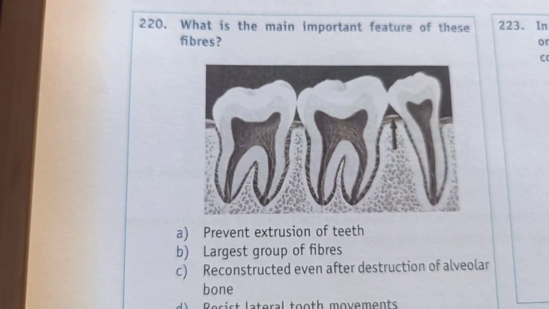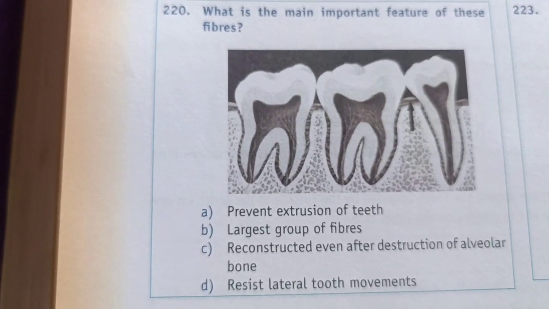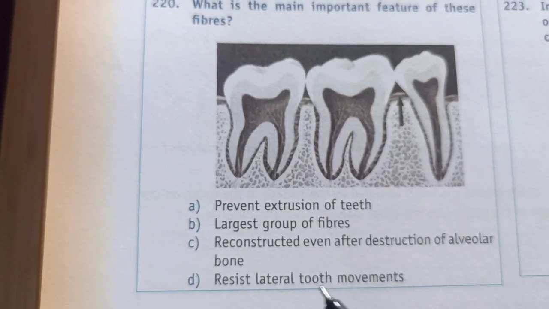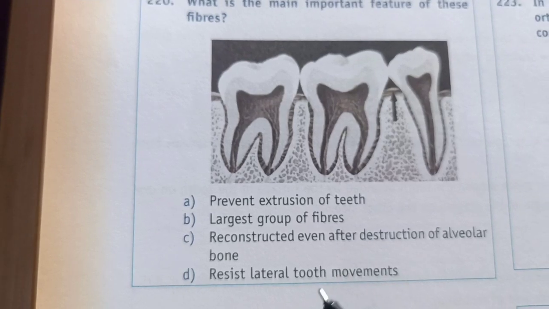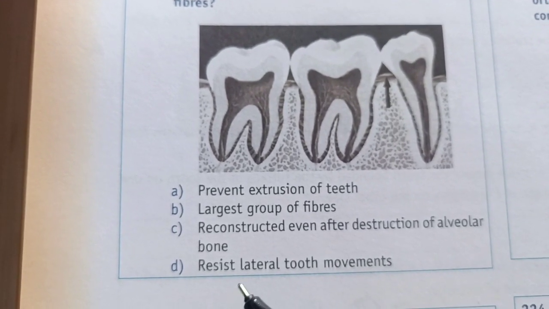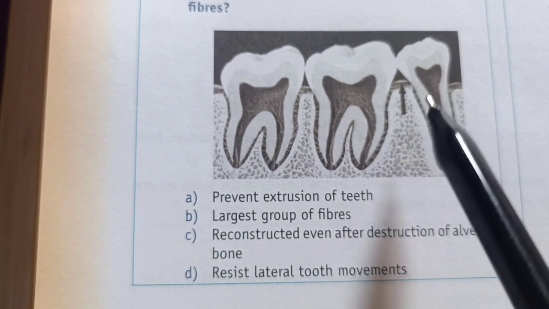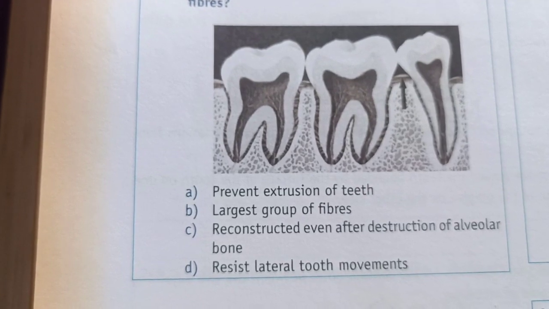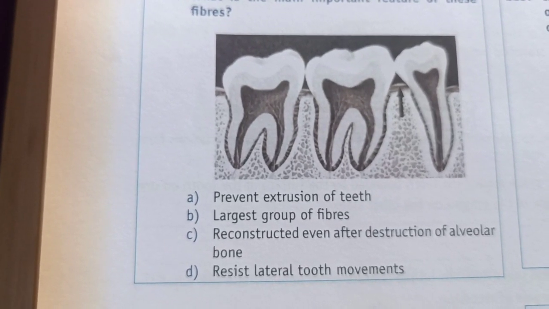Now the next question is, what is the main important feature of these fibers? The options are A, prevent extrusion of tooth; B, largest group of fibers; C, reconstructed even after destruction of alveolar bone; and D, resist lateral tooth movement. So you can see in the image, what are these fibers? These fibers we call transeptal fibers. These are the gingival group of fibers.